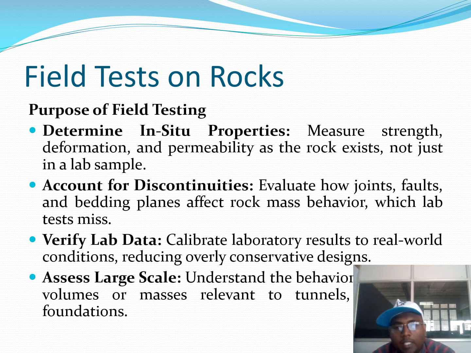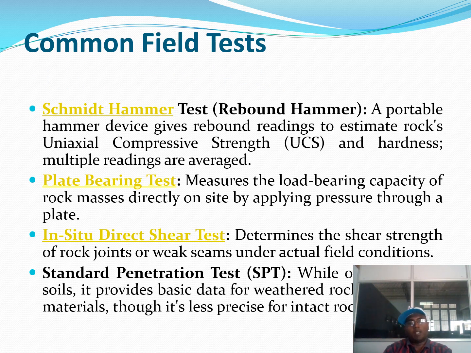It can be divided into two different types, field tests and laboratory tests. In the field test, we determine the in situ properties of rock and account for discontinuities. And finally, we verify the lab data that can be collected. Next we see the common field tests. Rebound hammer test: a portable hammer device gives a rebound reading. After getting the rebound reading, it is used to estimate the rock's compressive strength and hardness.